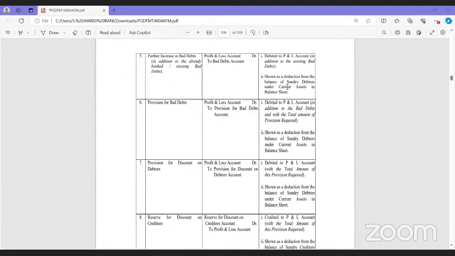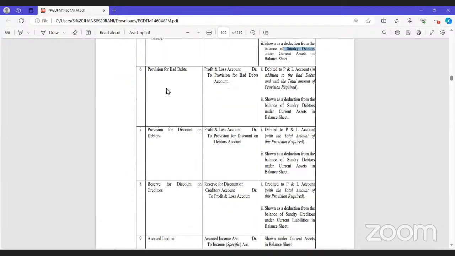Why? Because sundry debtors arise because of credit sales, and these are the people who may not pay to the organization. When they do not pay, in that case it becomes bad debt. So we will deduct it from sundry debtors. Next is provision for bad debts. It is an assumption that it may happen. So, not to incur the loss in the future at a time, we make a provision in the name of bad debt. So we will debit it to the profit and loss account.